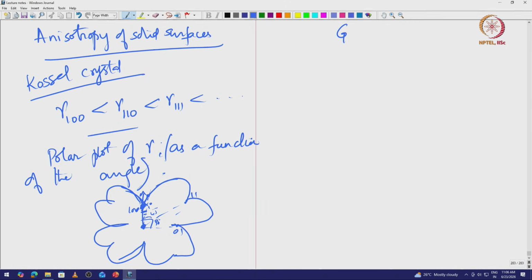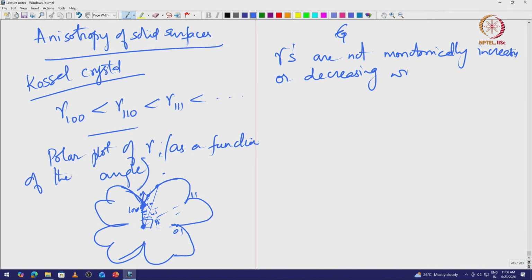Okay. So, if the deviation is 10 degrees, the surface energy is much more than if the deviation is 45 degrees, right. So, gammas are not monotonically increasing or decreasing with the angle. Okay. And that is what gives rise to this faceting and other things, as we will see very soon.